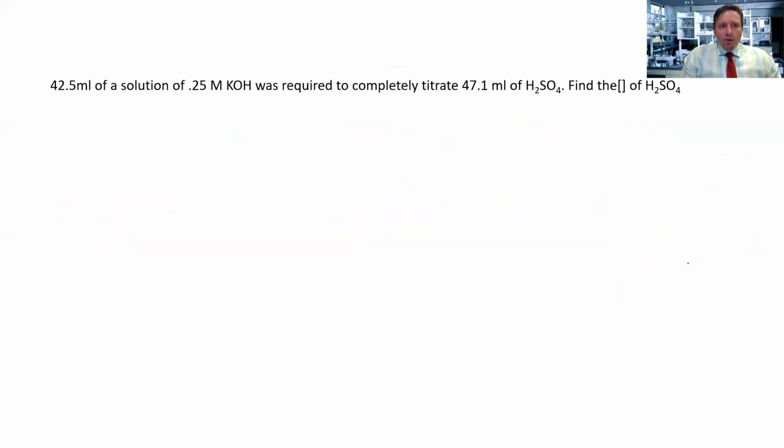So here I have 42.5 milliliters of a solution of 0.25 molar potassium hydroxide. And it was required to completely titrate, and that's to get the equivalence, 47.1 milliliters of sulfuric acid. So find the concentration of sulfuric acid.